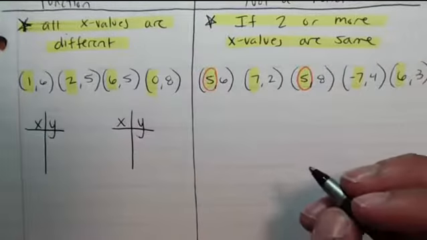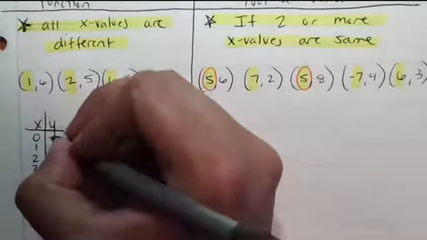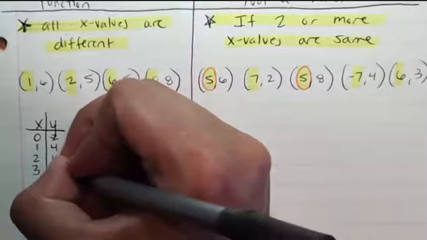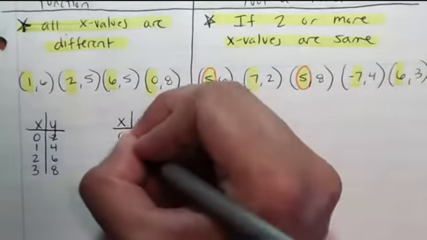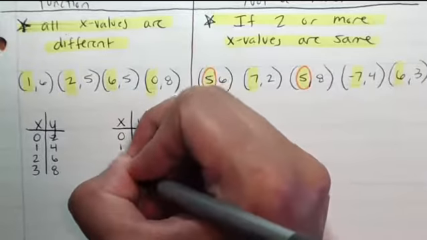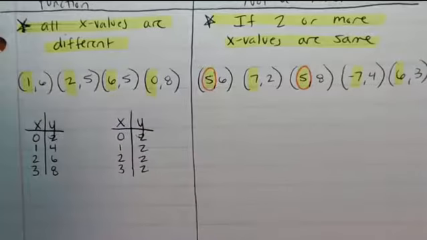Okay, and for this XY chart, we'll put 0, 1, 2, 3, and 2, 4, 6, 8 for the first one. And then the second one, 0, 1, 2, 3, and we'll put 2, 2, 2, and 2. Now again, the main thing is to identify if this is a function or not.